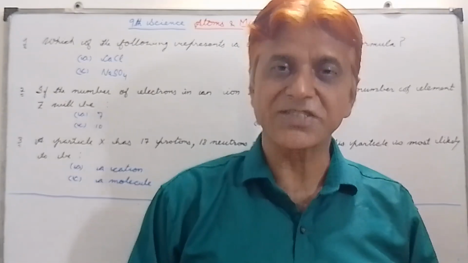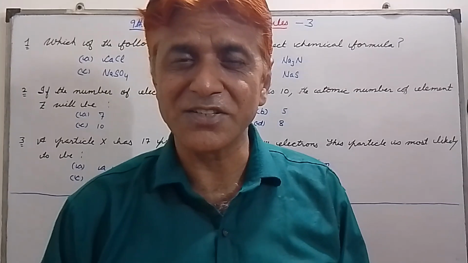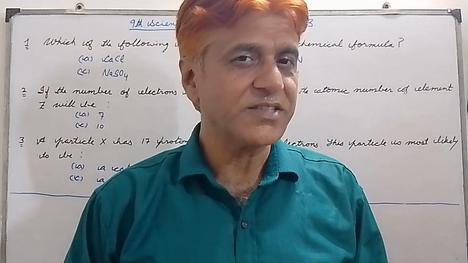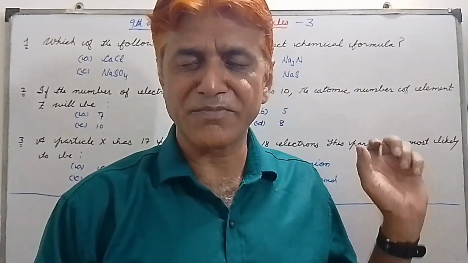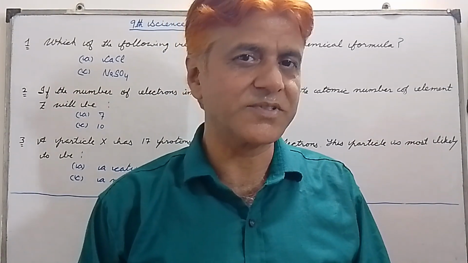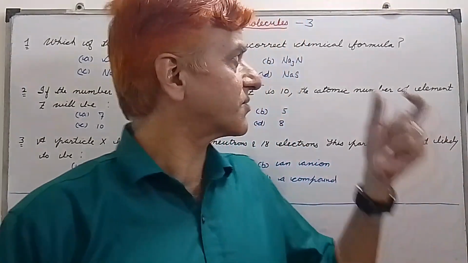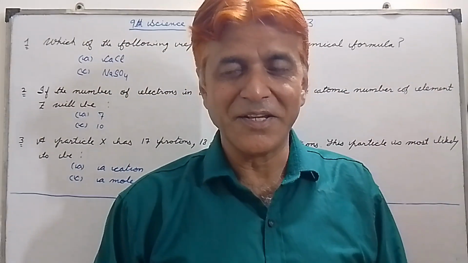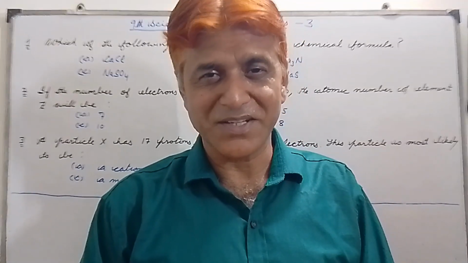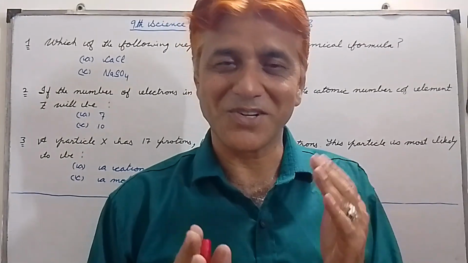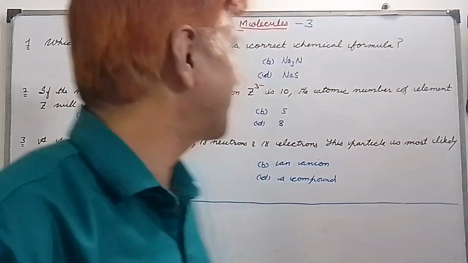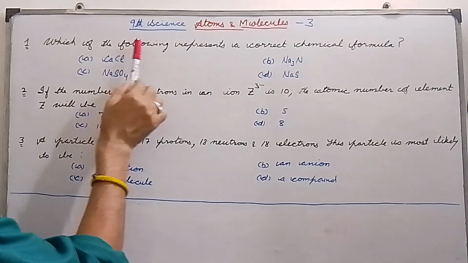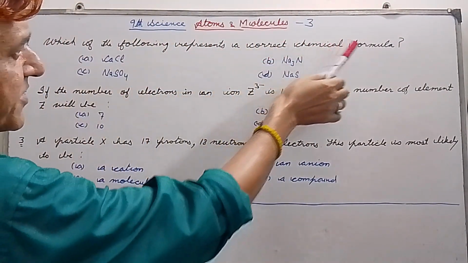So my dear students, as you know very well, we have started a series of MCQs. The chapter which we have taken is atoms and molecules, and today's video is going to be the 12th video of this chapter. So the video is going to be very important, so please watch the video till the end. The first question which we have taken is, which of the following represents a correct chemical formula?